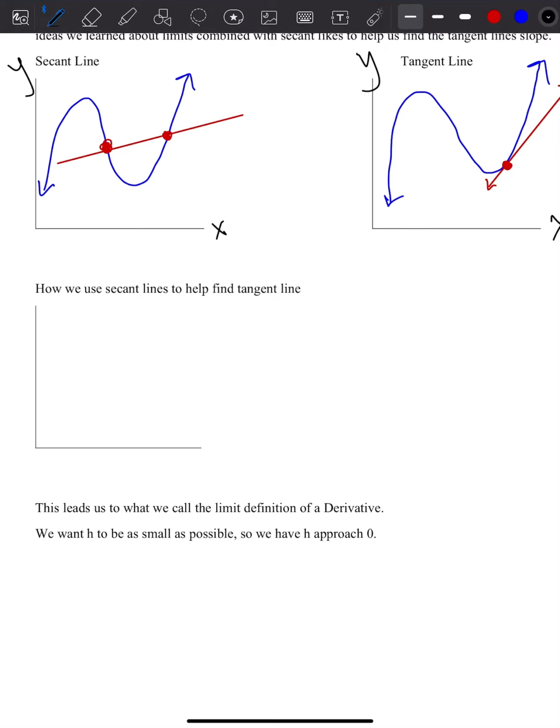Okay, so we're going to be talking about how we can use a secant line to help us with a tangent line. So the first thing that we need to do is think about this as an equation and as a graph. So if I have some sort of function here, like so, this is going to be our function. I'm not even going to name it f of x, we're just going to call it f.